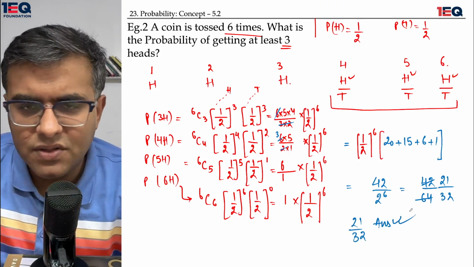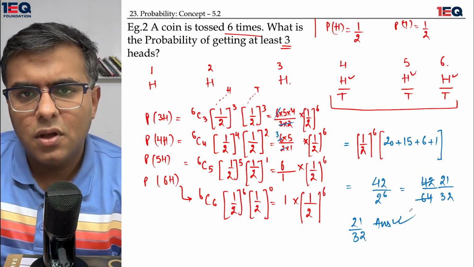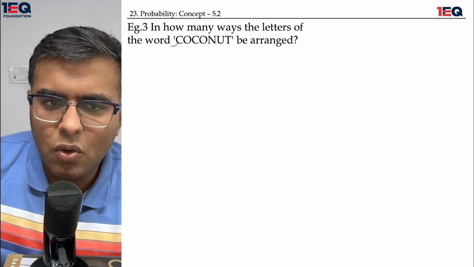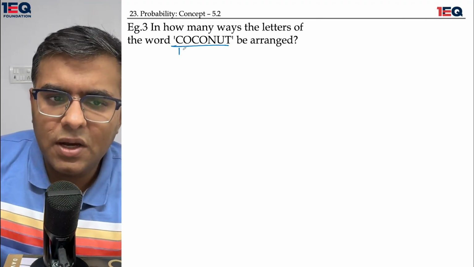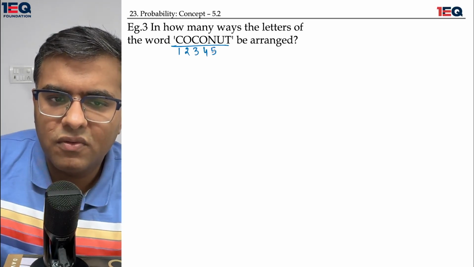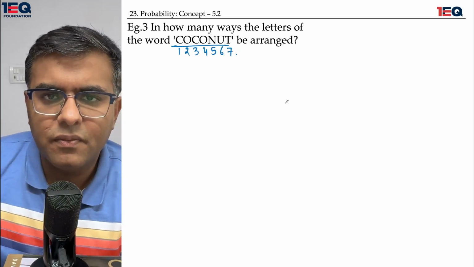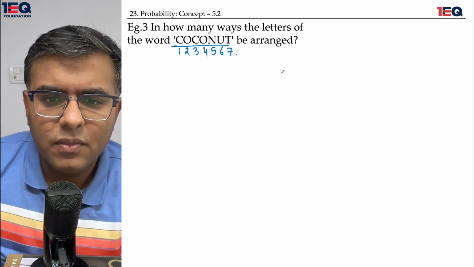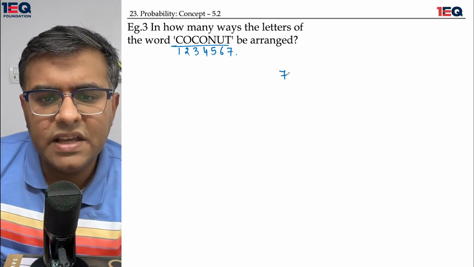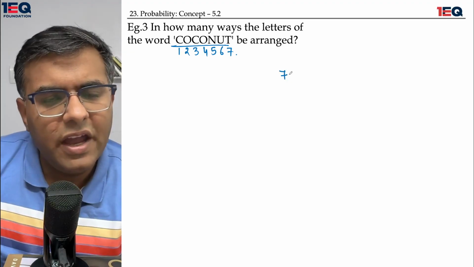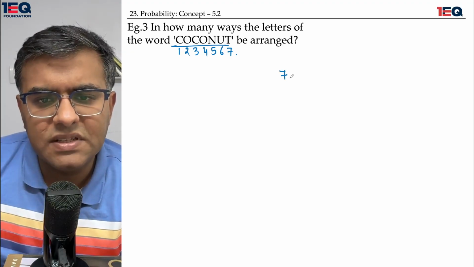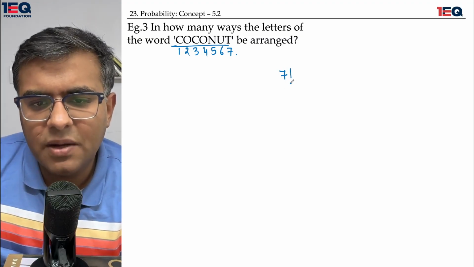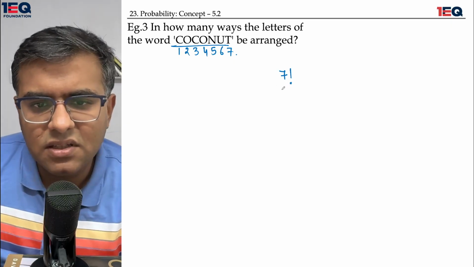Okay, I hope you have understood whatever I have talked about here. Moving on. Now, in how many ways can the letters of the word COCONUT be arranged? I'll quickly count the number of letters: 1, 2, 3, 4, 5, 6, and 7. So here, in 7 places, I have to select 7 letters, right? That means 7 factorial is the output.